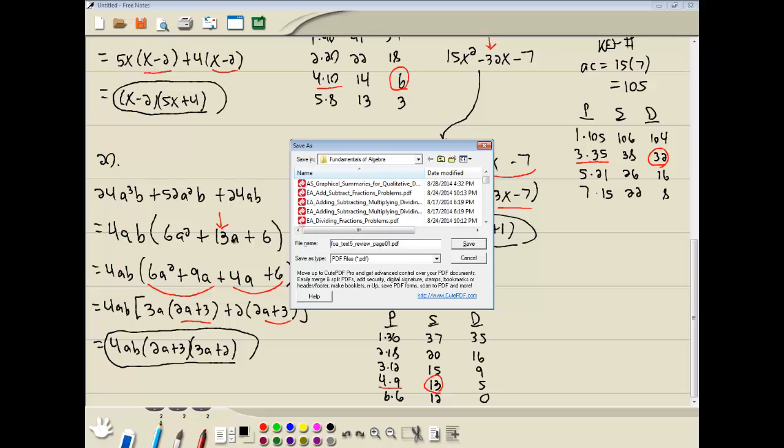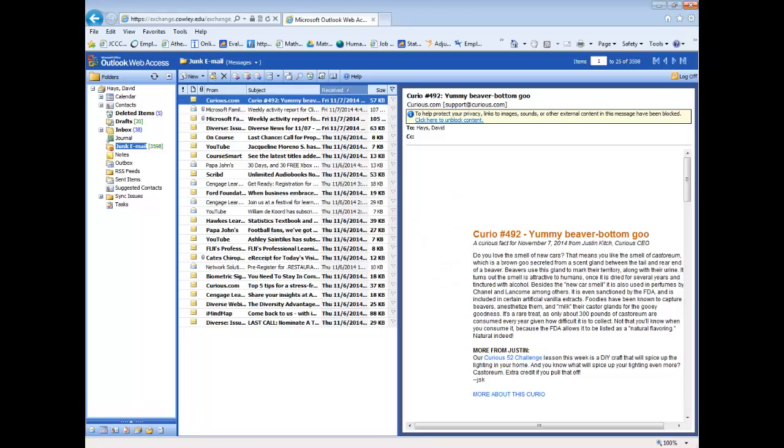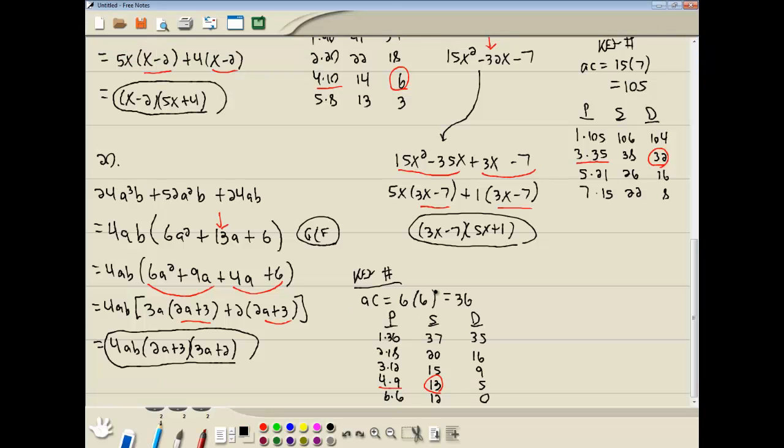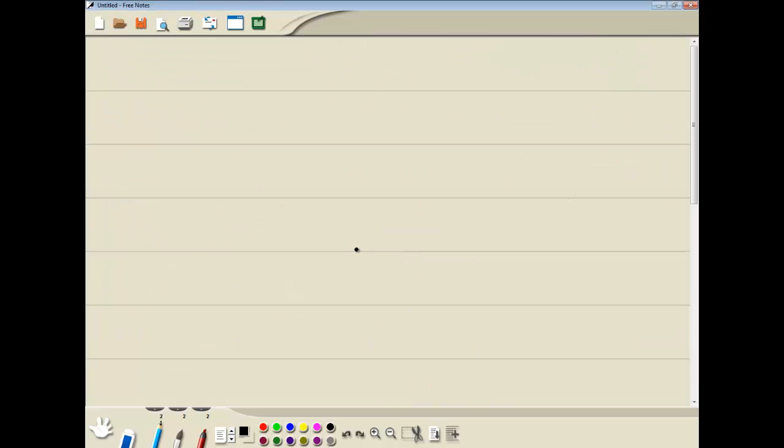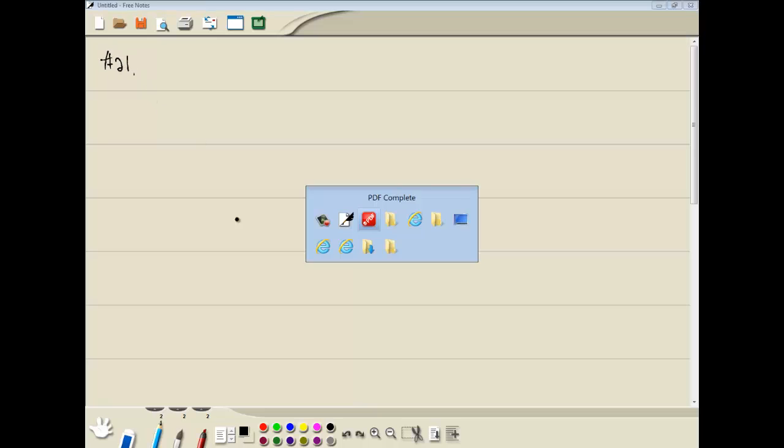Okay, so page 2. And, okay. So number 21.